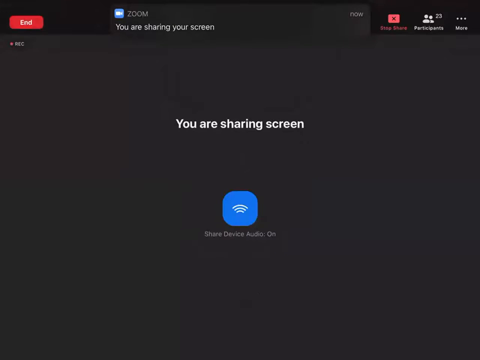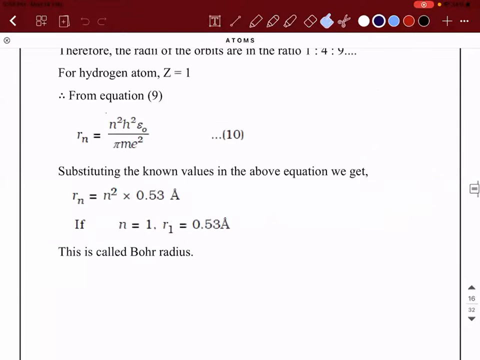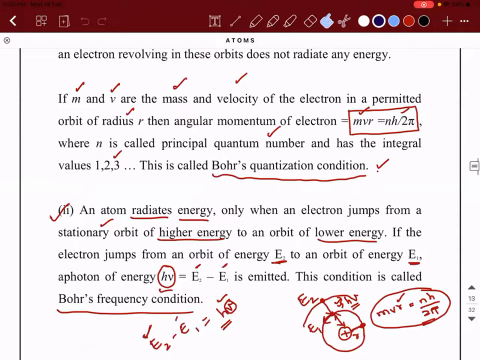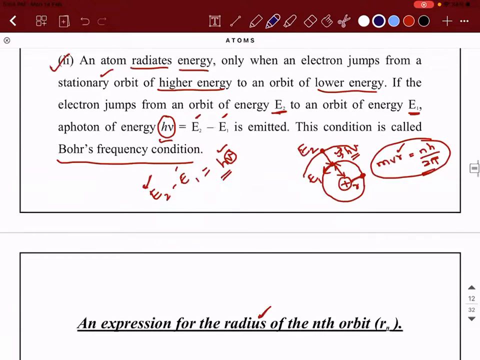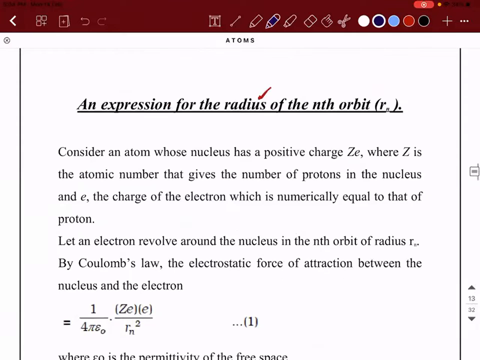Bohr's postulates, right? Then we were supposed to see the expression for the radius of the circular orbit. So we completed till the frequency condition. There are two conditions which I told you. One is called Bohr's quantization condition, which is mvr equals nh by 2 pi, and there is Bohr's frequency condition, where E2 minus E1 is equal to h nu.